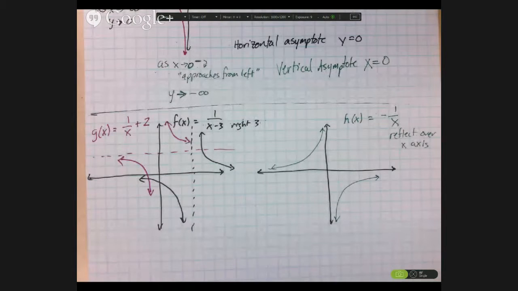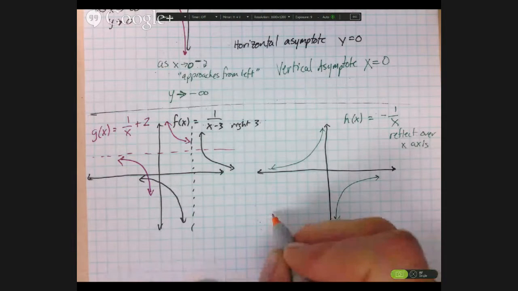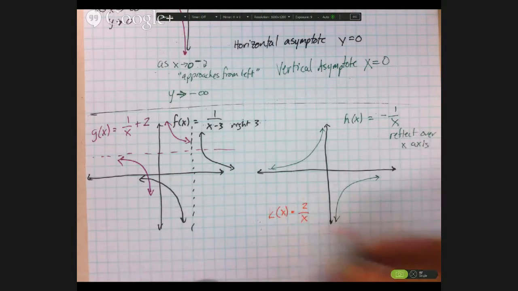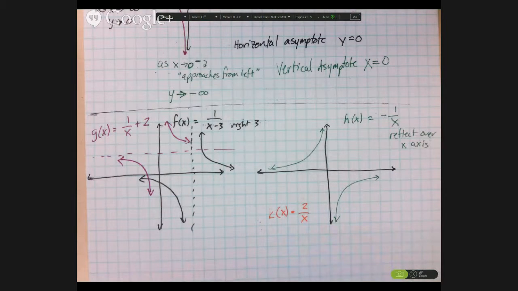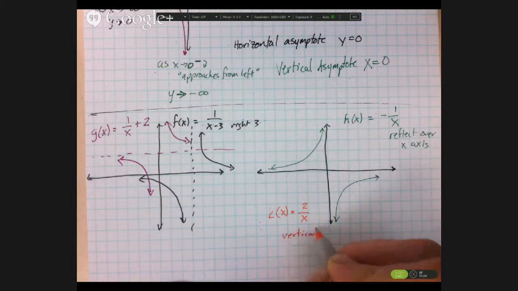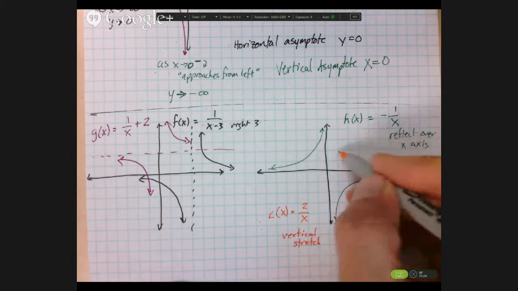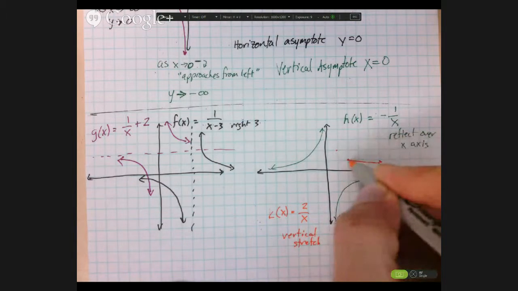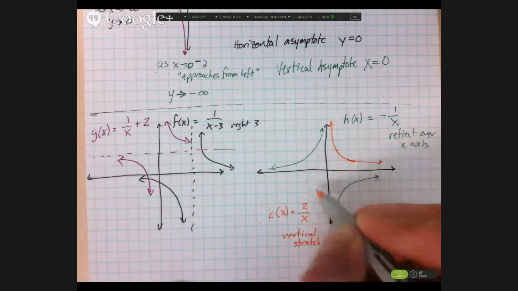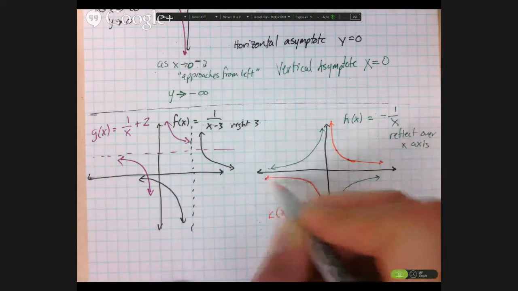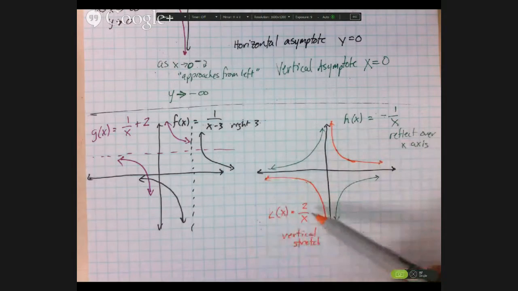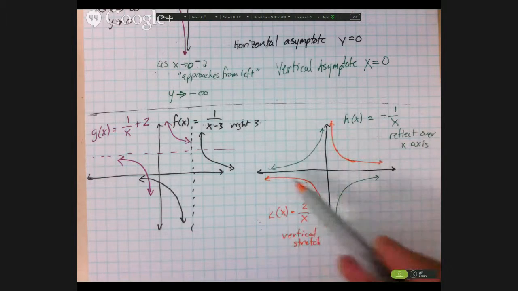You want to see one more? And try. Okay. If you have something like 2 over x, it stretches it vertically.